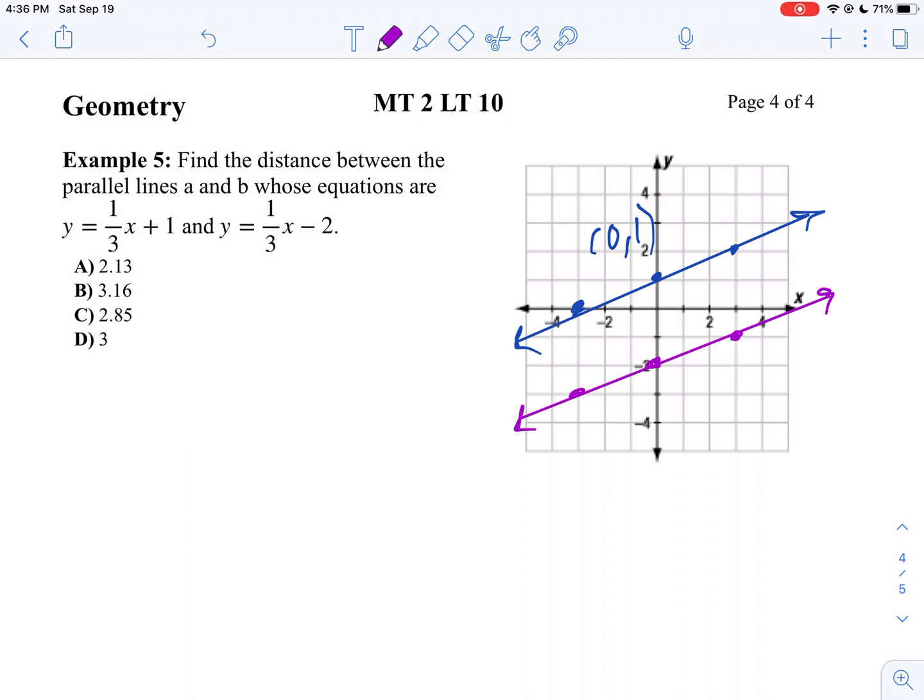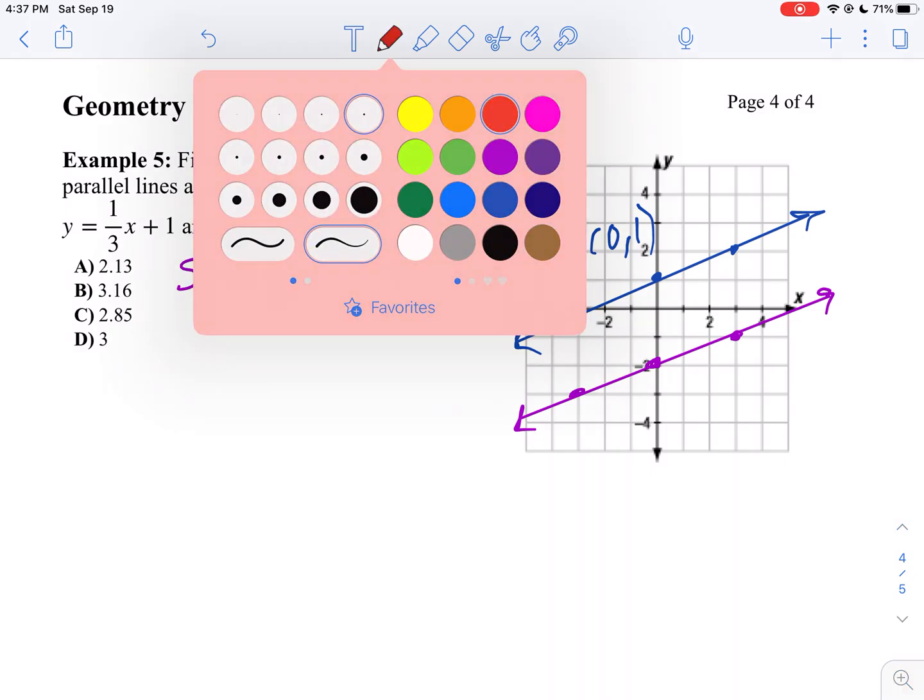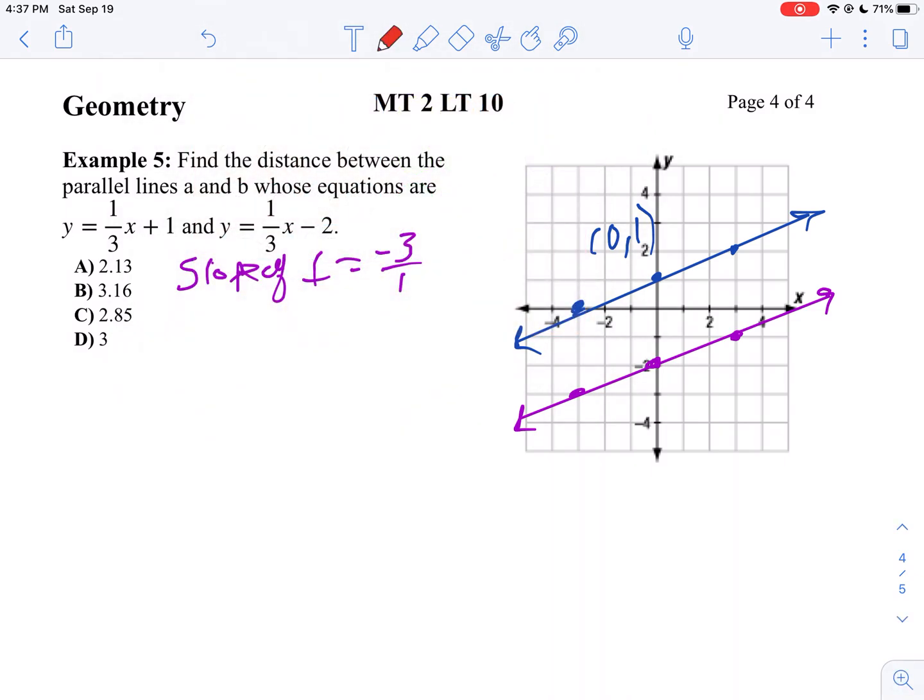Now I know the slope of my perpendicular line has to be the negative reciprocal of my slope. Since my slope is 1 over 3, I know it's going to be negative 3 over 1. So let's draw in my perpendicular line through the point (0, 1). I could have just as well done negative 2, but I'm going to pick the first line. So I'm going to go down 3, 1, 2, 3, and over 1.